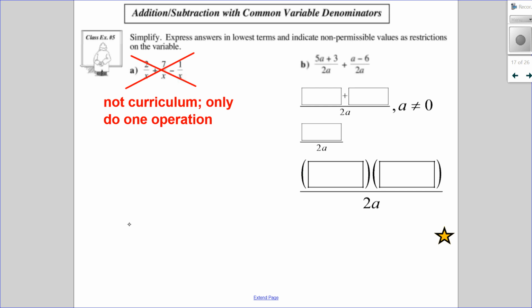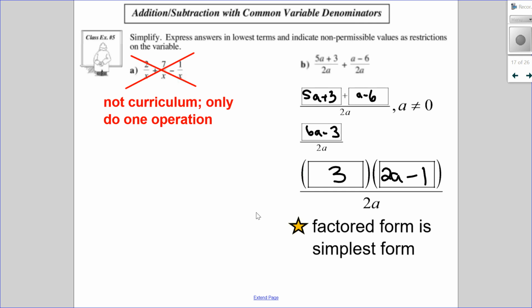So the denominator is already the same, so I keep it the same, and then I combine by adding my numerators together. So I'm going to have 5a plus a is 6a. 3 take away 6 is negative 3. And then I always look to see, can I factor my numerator? So in my numerator, I have a GCF of 3 that I'll take out. So 6a divided by 3 is 2a. Take away 3 divided by 3 is 1. Okay, and that will be as far as I can go.